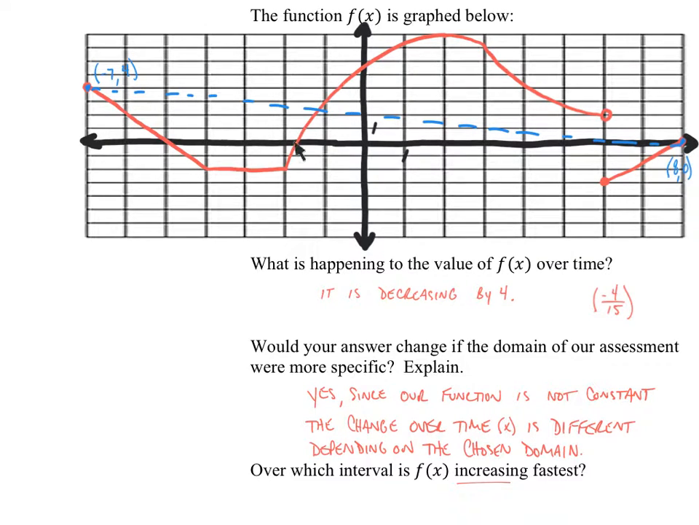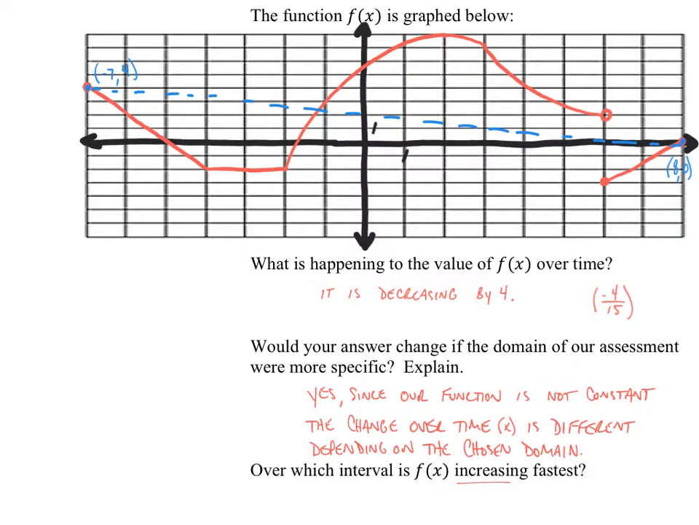It stops increasing, it looks like, when x is 2. Then it starts decreasing again. So anything along here is an option for us. And our function is also increasing here, so that's an option as well. So we've got to figure out where this function is increasing the fastest.